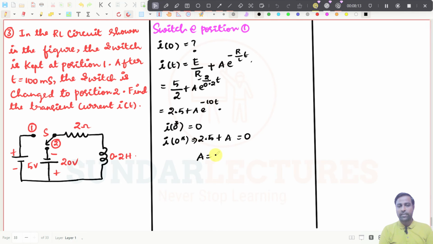And what is the value of A now? It is minus 2.5. And if I put I of t now, that is equal to 2.5 minus 2.5 e power minus 10t, right?